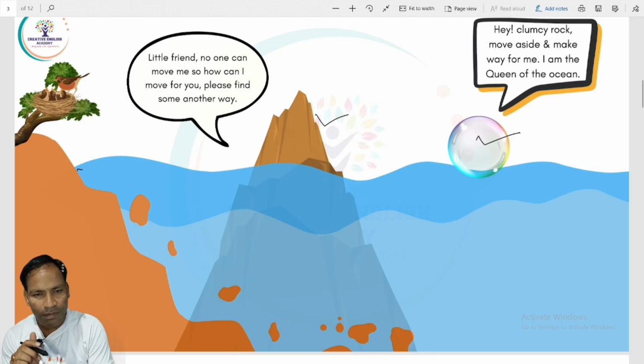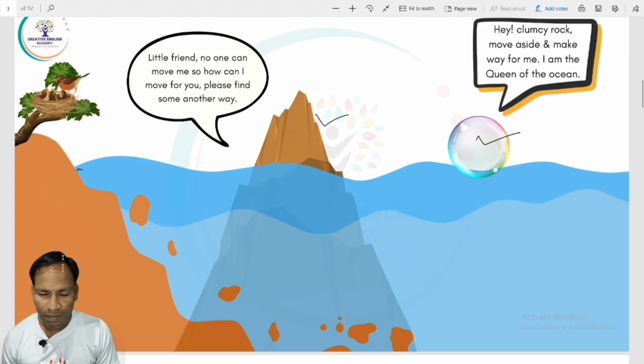See, the bubble flows in from a longer distance, and it shouts and says, hey clumsy rock, move aside and make way for me, I am the queen of the ocean. And the rock, which is fixed in the sea and cannot move from its place, says, little friend, no one can move me, so how can I move for you? Please find another way and reach your destination. I don't have any problem. As I cannot move, the rock talks very politely with the bubble, but the bubble talks very rudely with the rock. So what happens? We'll learn in the poem.